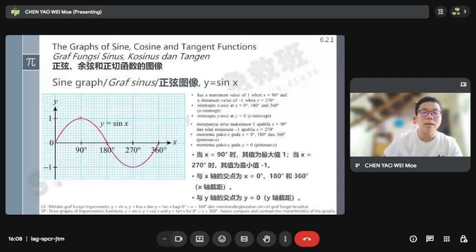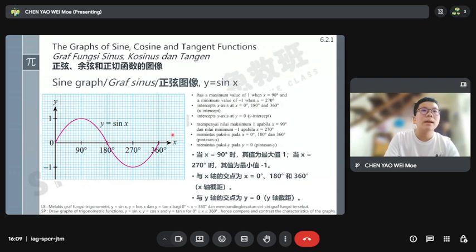You can use the calculator to try to get the answer. If you think the answer is wrong, try to contact your teacher. Is something wrong with your calculator? Because I did try that, and the answer is the same, but if you get a different answer, maybe something is wrong with your calculator. So this is the sine graph. This one we call one cycle, one period.